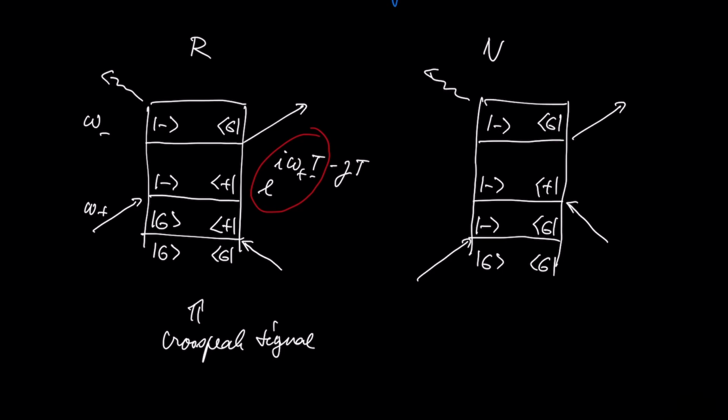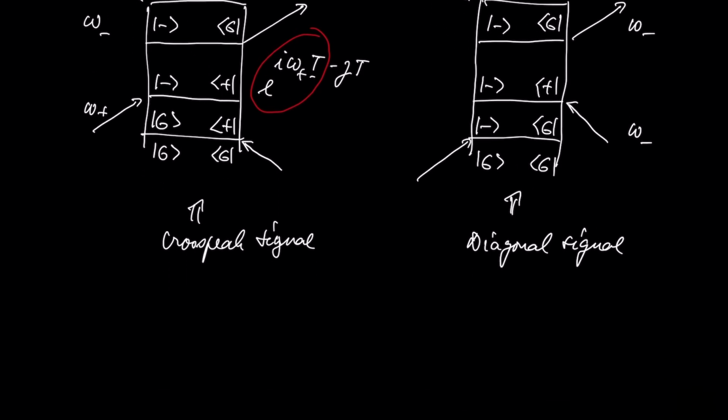So this signal, although it has exactly the same coherence and everything, ends up on the diagonal, because we excite it on omega minus and we emit on omega minus. This is a diagonal signal.